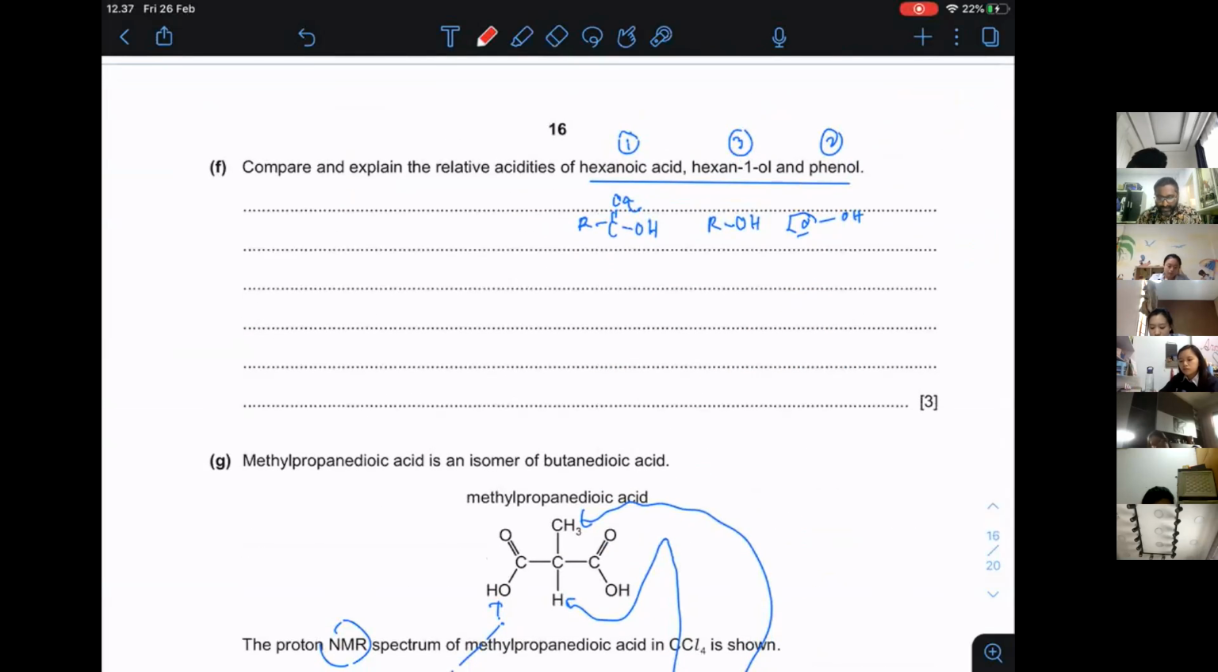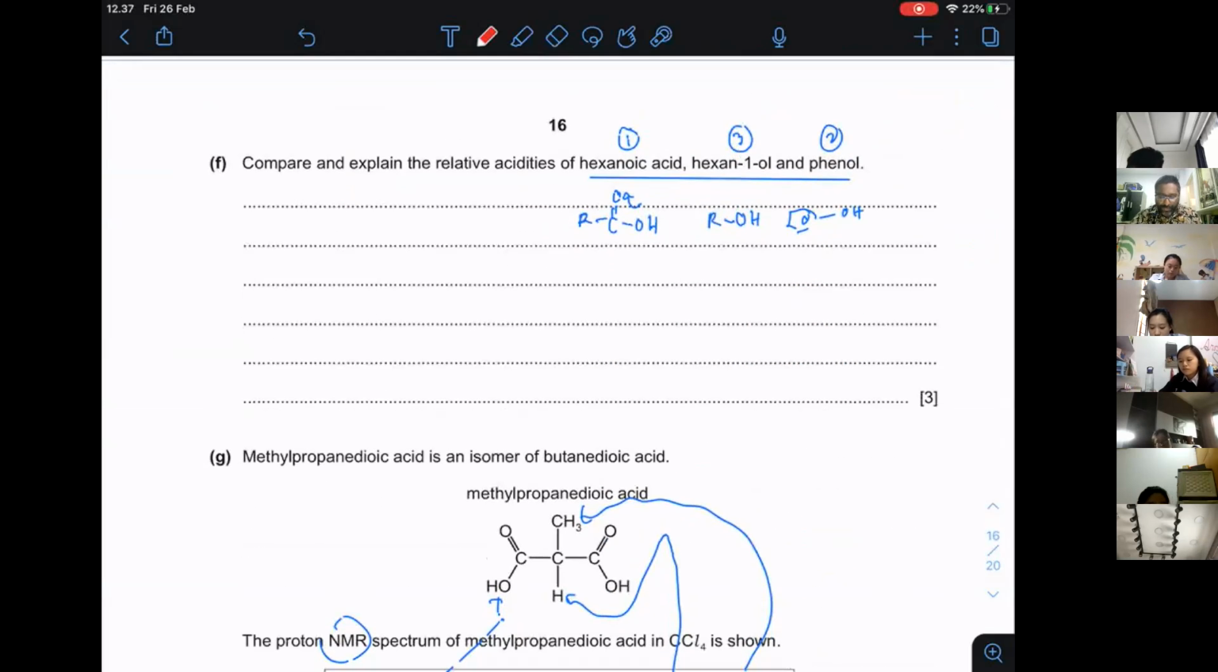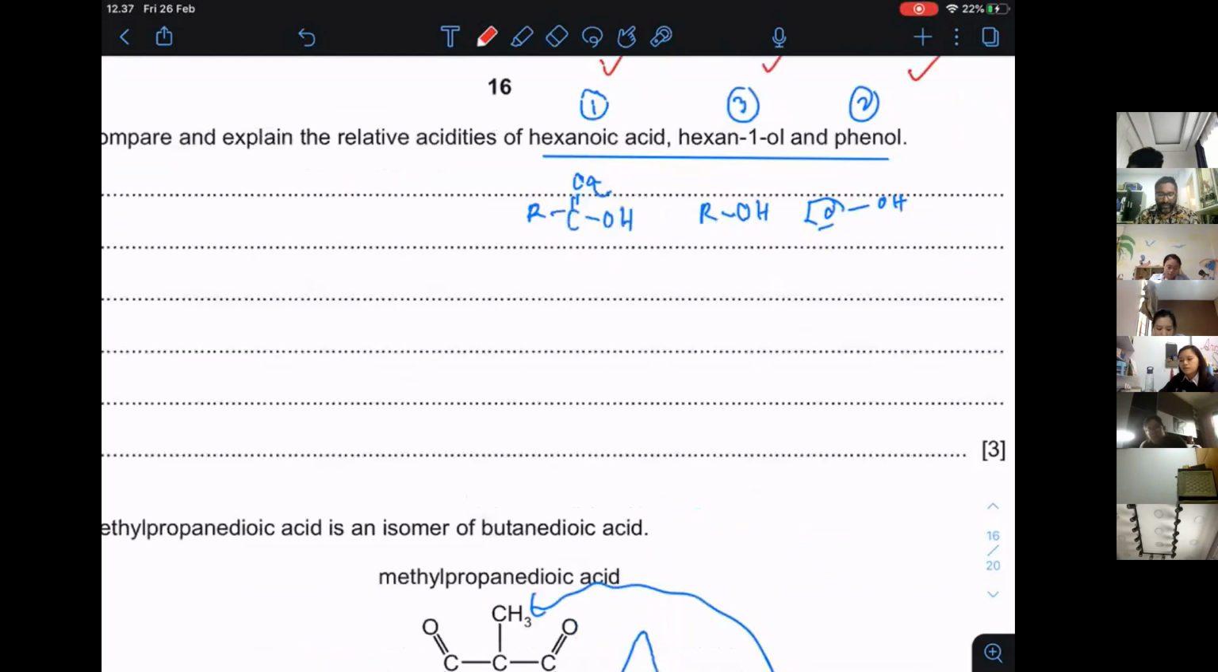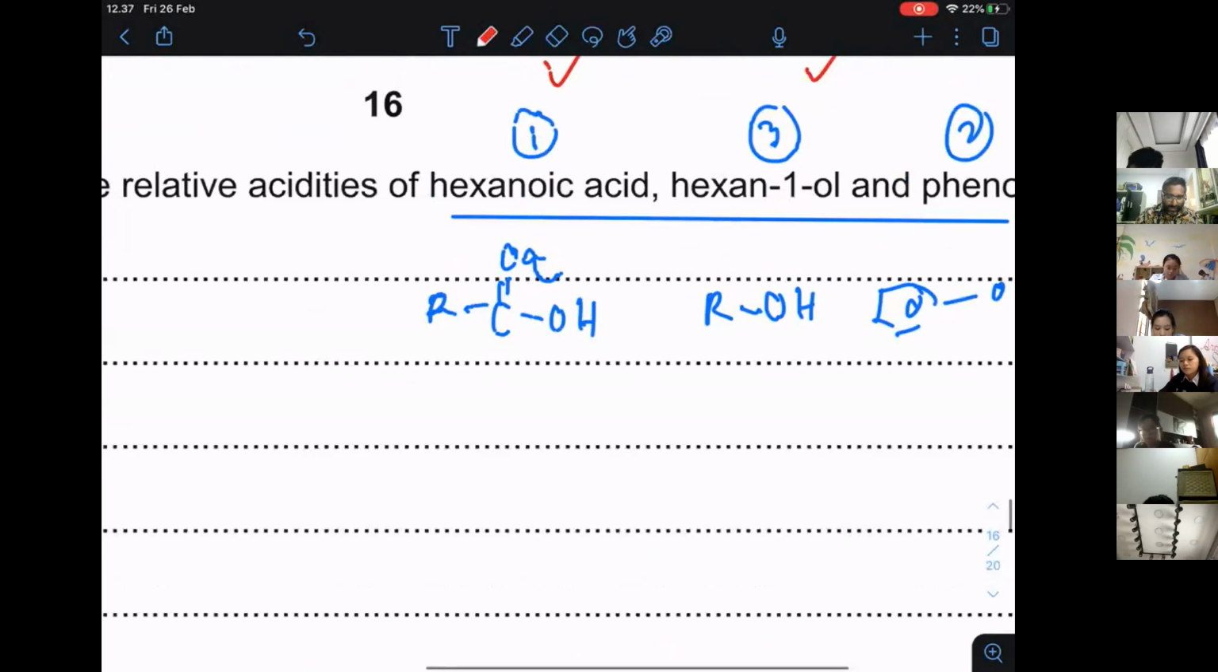Compare the relative acidity. Very fast here. Hexanoic acid is more acidic compared to phenol, compared to hexan-1-ol. Why is it more acidic? Just look at this structure. Because of the C=O, the oxygen is more electronegative and will pull the electrons, so the O-H bond is going to be weakened.